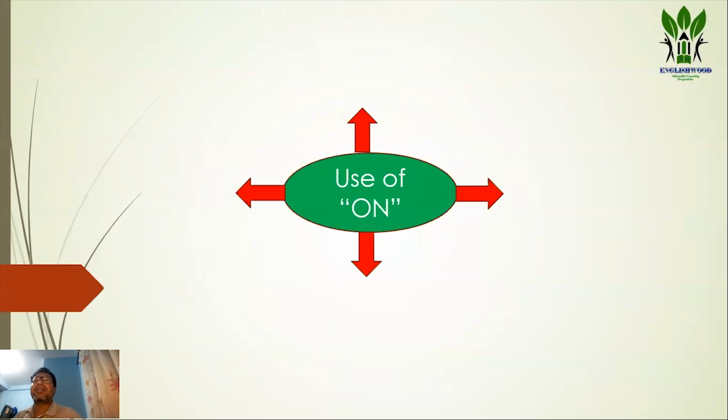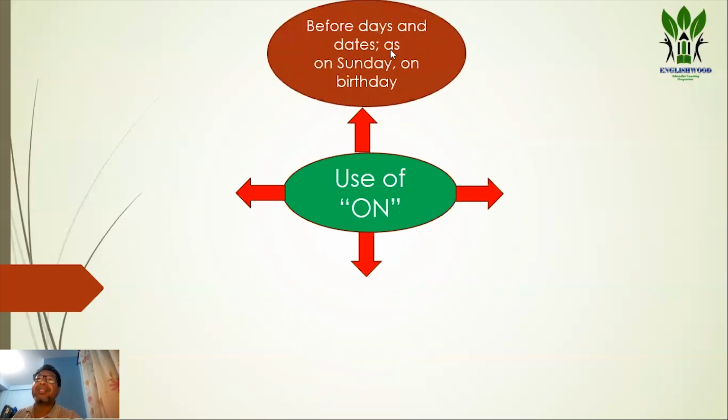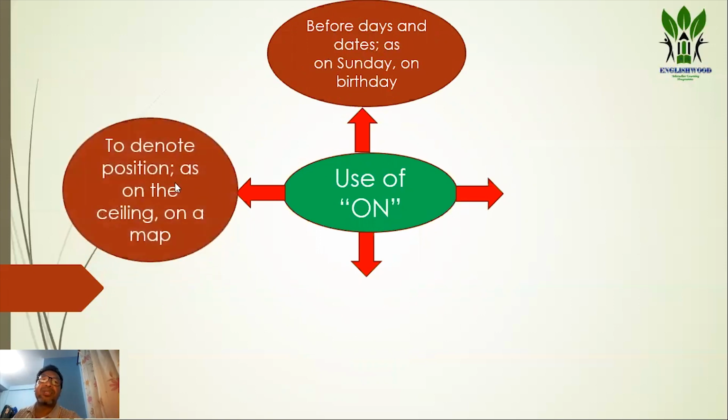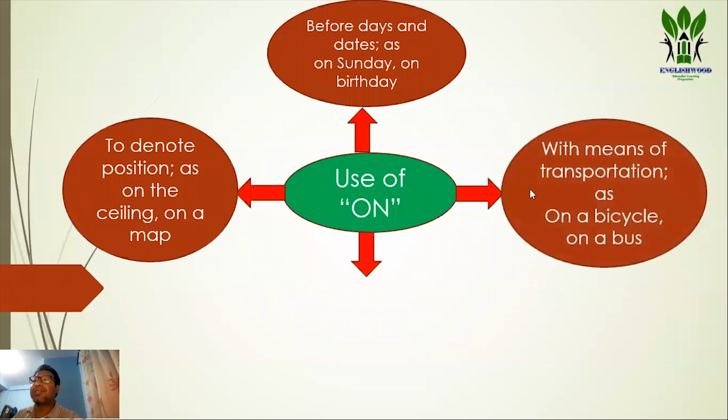Let's see some of the other uses. Let's have a glimpse at the use of on. Before days and dates, as on Sunday, on birthday, on Monday, on Wednesday, on the 3rd of March. In this way you can use it before dates. To denote position: on the ceiling, on a map. With means of transportation: on a bicycle, on a bus.